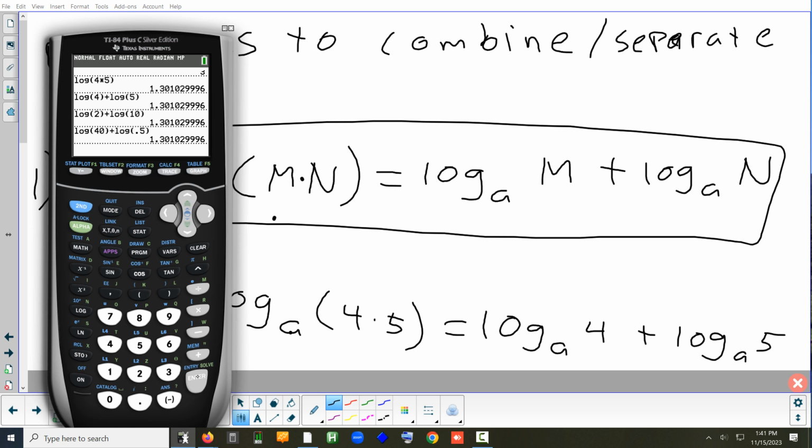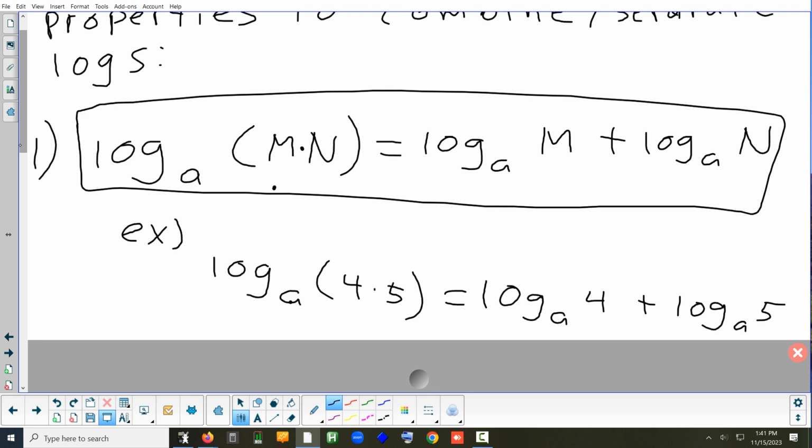All right, so when you have 2 numbers multiplied together, you can split them apart by adding. Any question on that? Now that's the rule when you have a product.